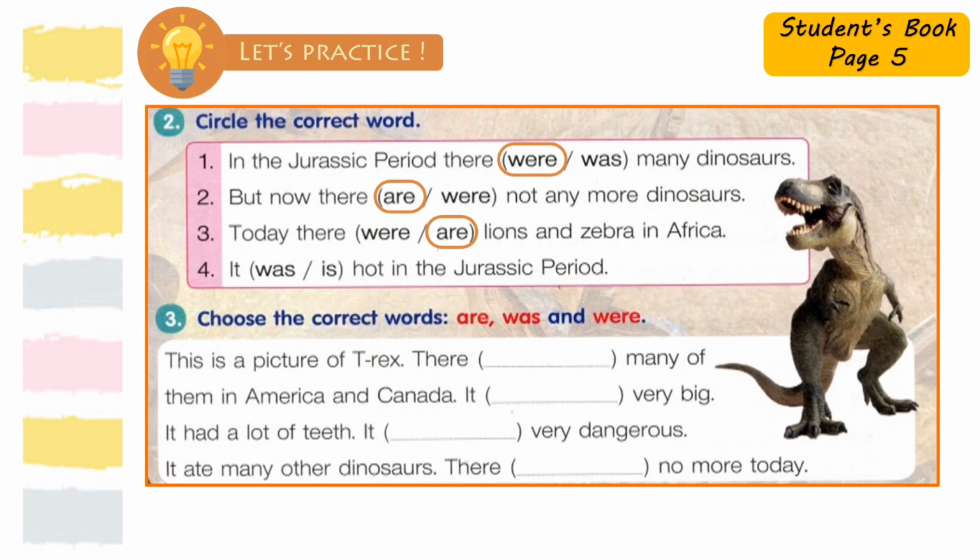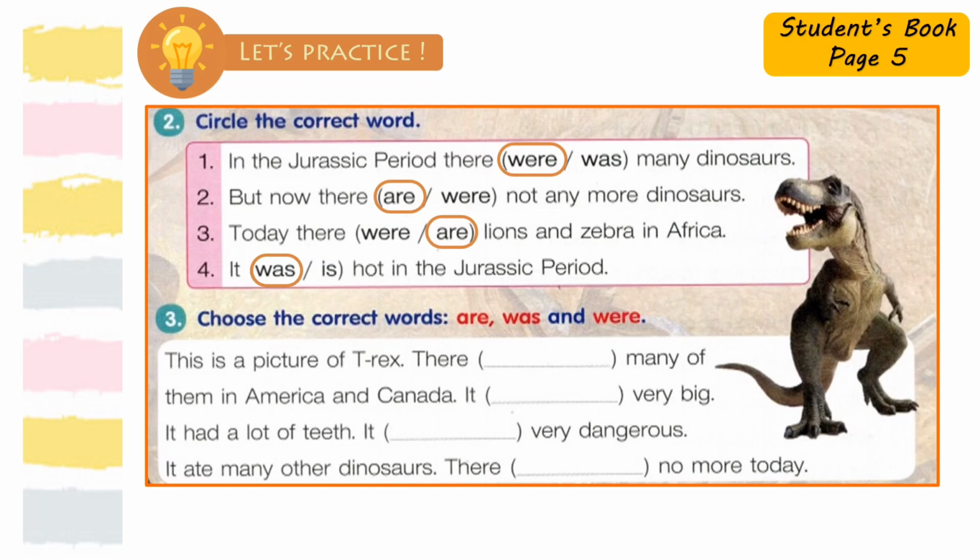Number 4, it was or is hot in the Jurassic period. It was hot in the Jurassic period or it is hot in the Jurassic period. When was Jurassic period? Was it in the past or now? Okay, was. It was in the past, so the answer is was. Let's proceed to number 3.